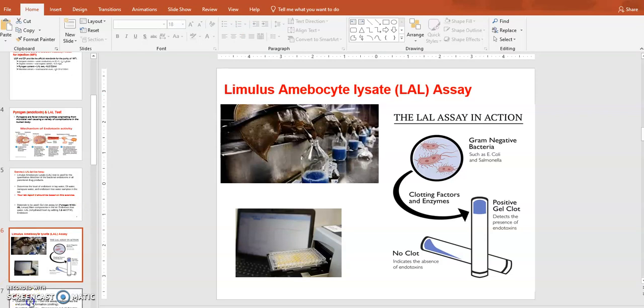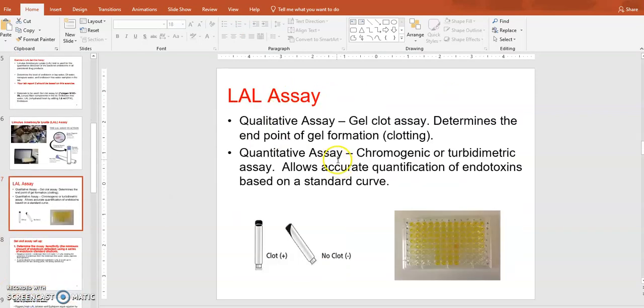Okay, so for the LAL assay, there are a couple of different ways of doing it. The assay you're going to do is based on the gel clot assay. If you add LAL to the endotoxin, it will form a gel, so a gel clot will be formed. By observing whether you see a gel clot or not, you can determine the presence or absence of endotoxin. That's the qualitative assay you're going to do today.